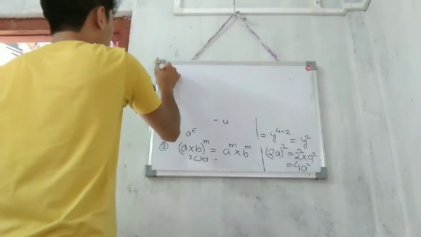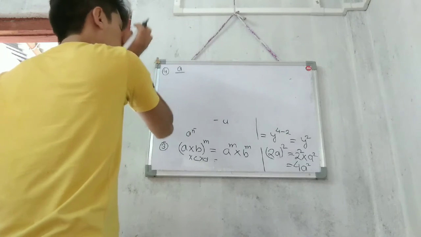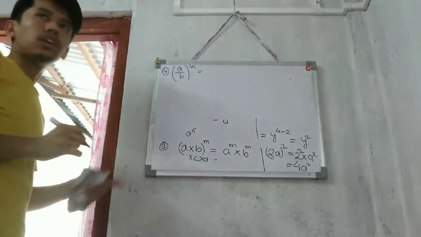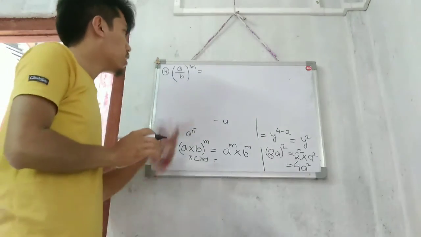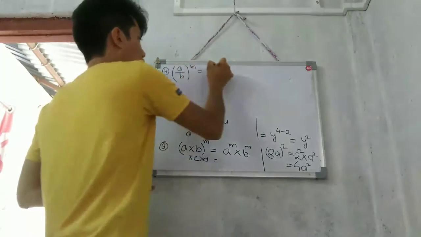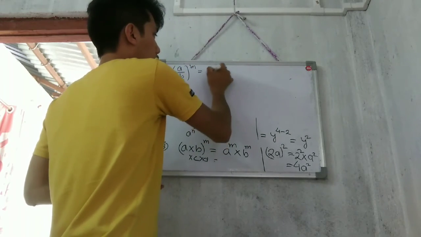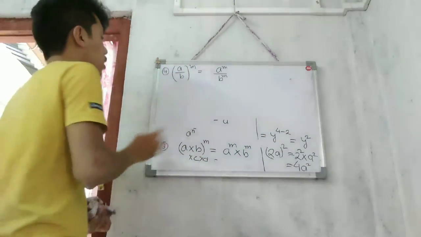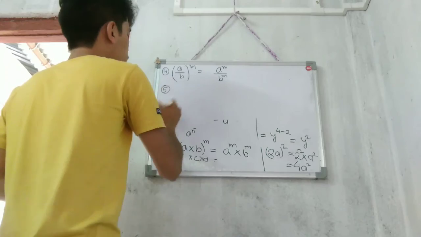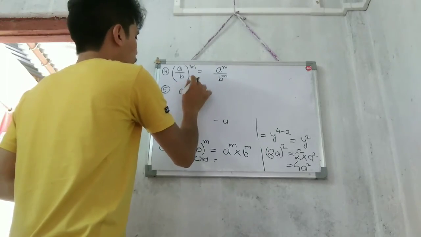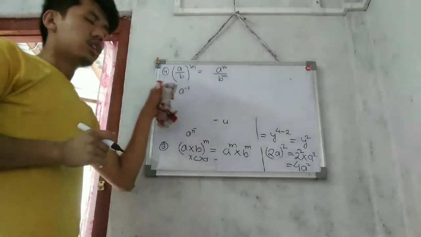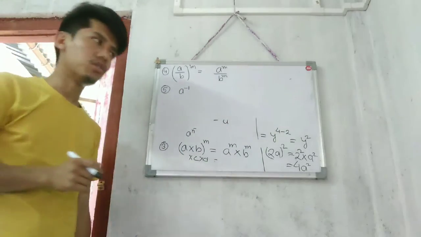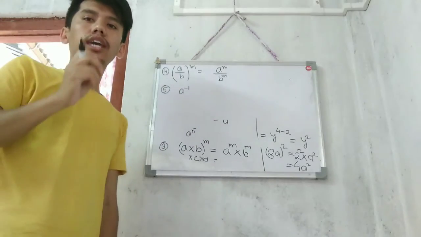Now the number 4 formula is about fractions. That is (a by b) whole to the power m. Here numbers are in fractions, but they also correspond to the same power. So we'll have a to the power m divided by b to the power m. Just opposite. Then the next formula is a to the power minus 1. This formula is very, very important. Let's note down a to the power minus 1. Okay, or we say it a inverse also.